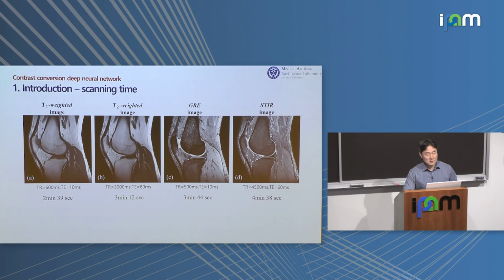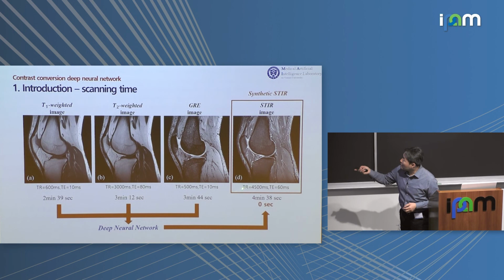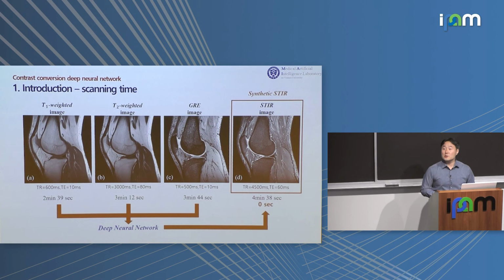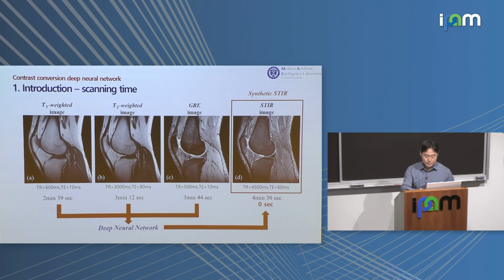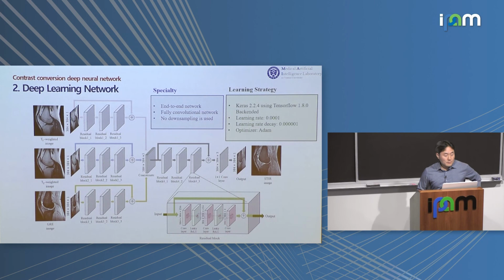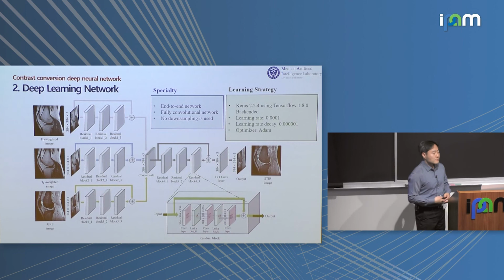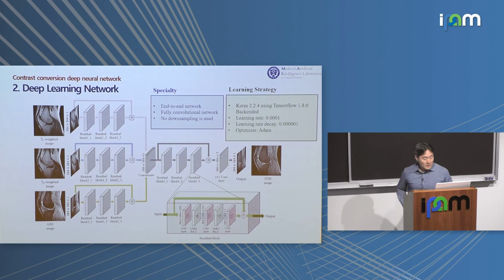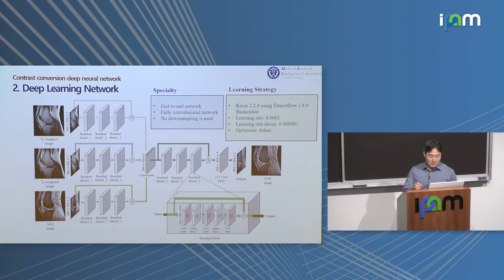So instead of acquiring this image, we generate this image from the other contrast images, because anyway, these 3 images have to be acquired. So we can develop a deep learning neural network. Of course, this network should work in the image domain. We developed 3 different networks and then combined them. And the result is we can get decent STIR images without actually acquiring the data.